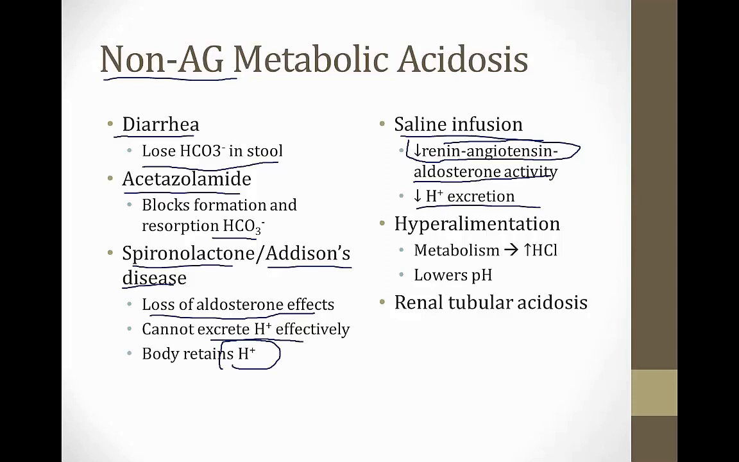Patients who are receiving intravenous nutrition, that's called hyperalimentation, can get a metabolic acidosis. This is because the metabolism of some of the nutrients in hyperalimentation creates hydrogen chloride, which is acid, and this lowers the pH. This is often offset by adding bicarb to the intravenous nutrition for hospitalized patients. And then finally, if you get a renal tubular acidosis, you can get a non-anion gap metabolic acidosis. And I talk about all these disorders in a separate module.